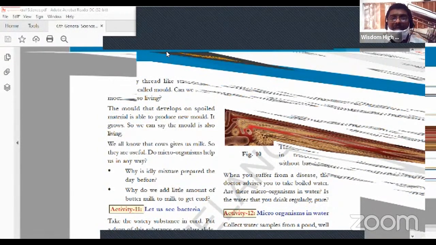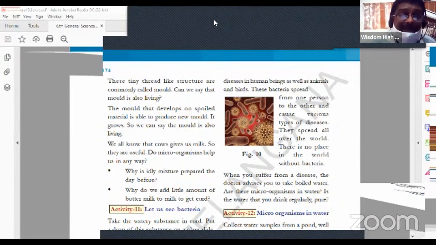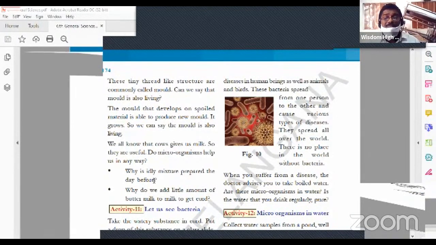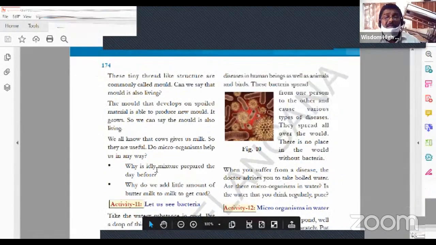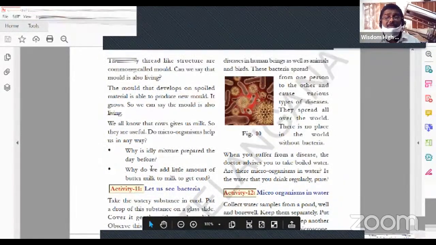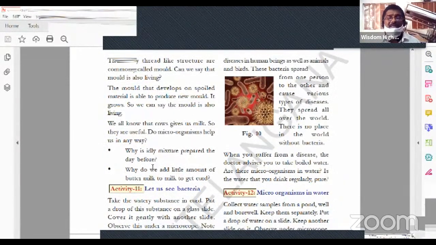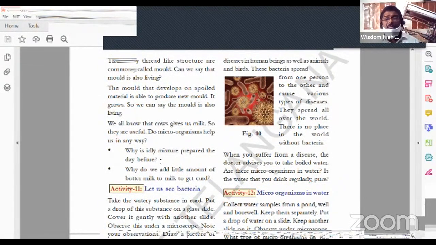Say our mother particularly prepares dough, idli, for example. Why is the idli mixture prepared the day before for fermentation, and why do we add a little amount of buttermilk or milk to get curd? For converting milk into curd, a sample of curd is required. A little amount of buttermilk is required here.